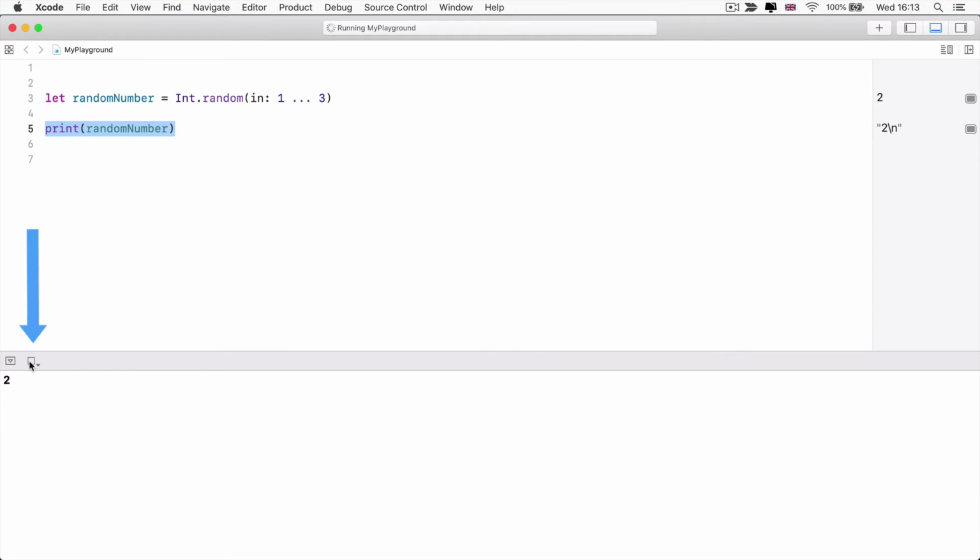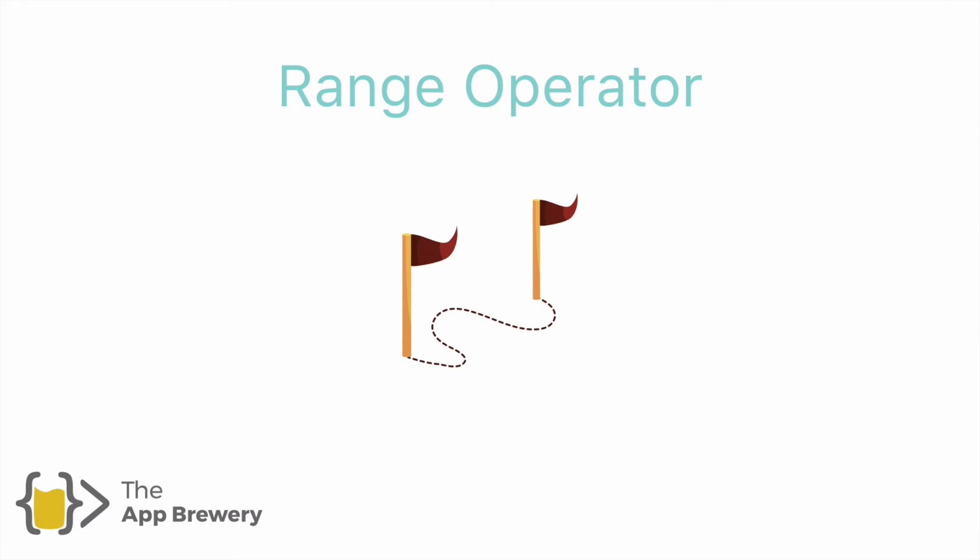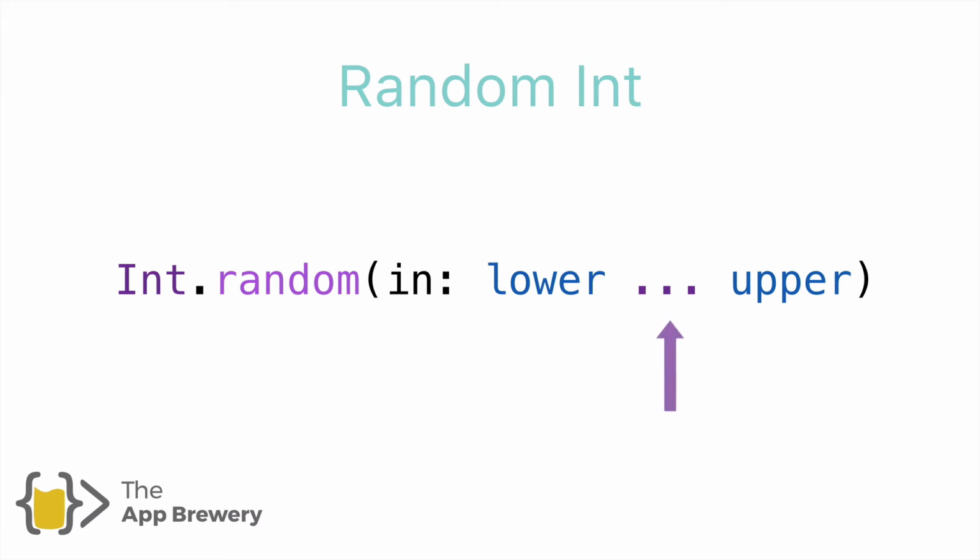So if I stop my playground and rerun my playground, then you can see that I'll get different random numbers. But I've already traversed all 3 numbers, 1, 2, and 3. So all of the numbers in this closed range are possible. Now, just now you saw me use a closed range, and that refers to something called a range operator in Swift. For example, the 3 dots that we used would be known as a closed range operator, where the range is inclusive of the upper bound.